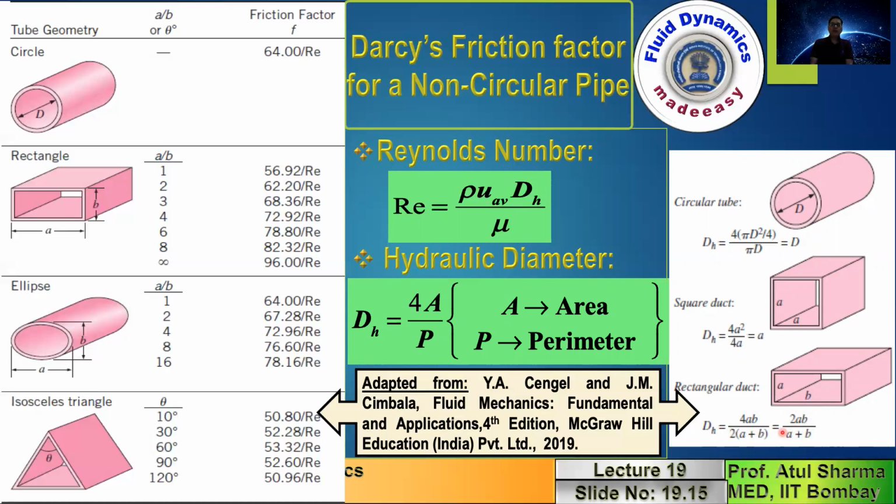So note that if you have to solve a numerical problem which corresponds to a non-circular duct, then first you have to obtain the hydraulic diameter and then calculate the Reynolds number. And if it's a laminar flow, once you know the Reynolds number, then you can use the appropriate expression corresponding to the non-circular pipe and the geometrical dimensions which are given to you, and obtain the friction factor. Note that this friction factor which is presented here is small f, which corresponds to Darcy's friction factor, not the Fanning friction factor.